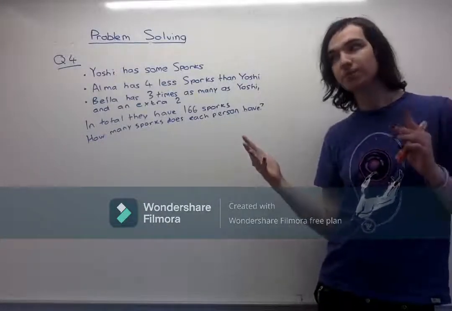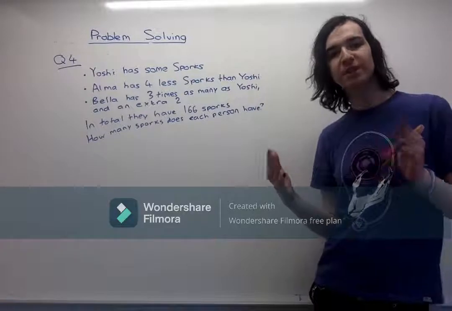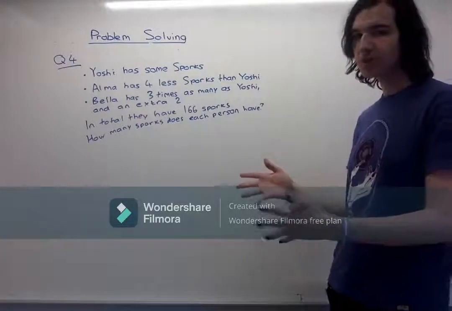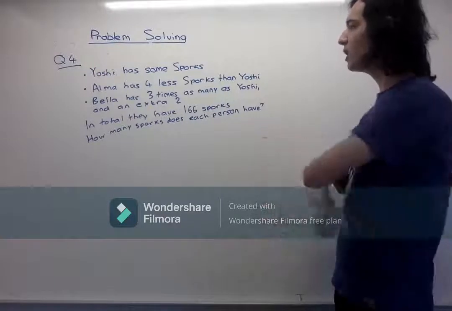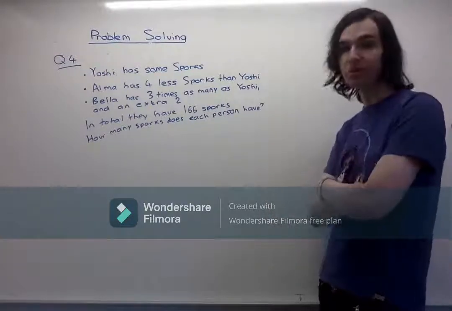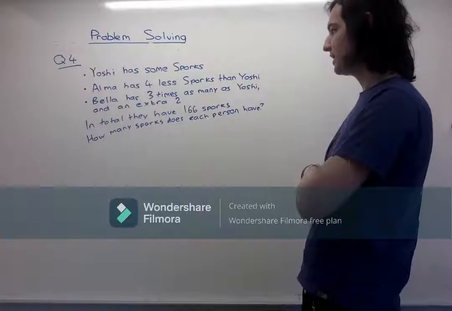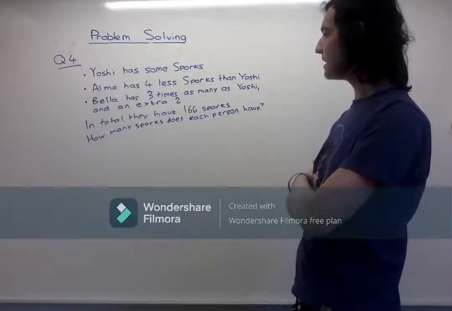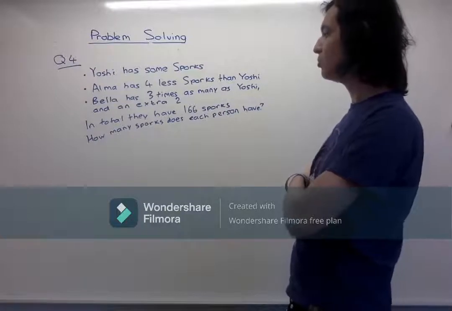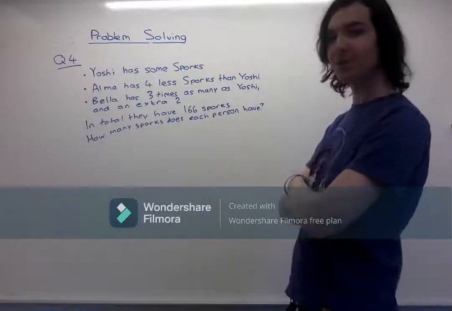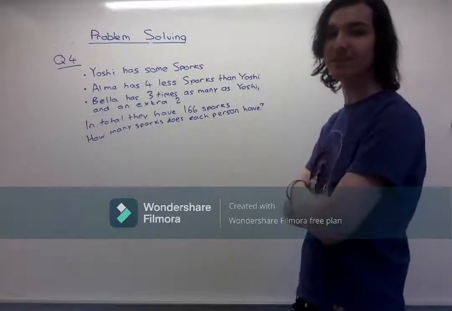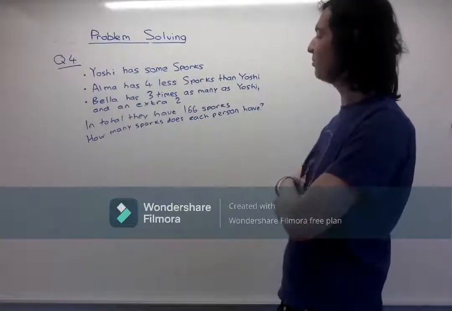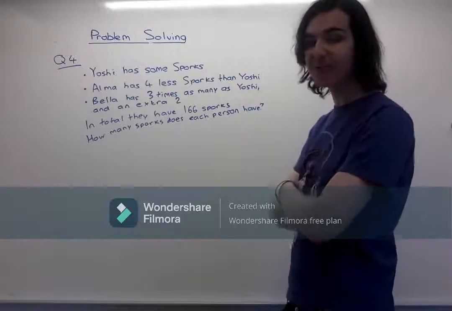Okay, so question number 4 here. So many words, we've got to get it all into algebra. So let's go through the question first of all. Yoshi has some sporks. Alma has 4 less sporks than Yoshi. Bella has 3 times as many as Yoshi and an extra 2. In total, they have 166 sporks. That's a lot of sporks. So what we want to find out is how many sporks does each person have?